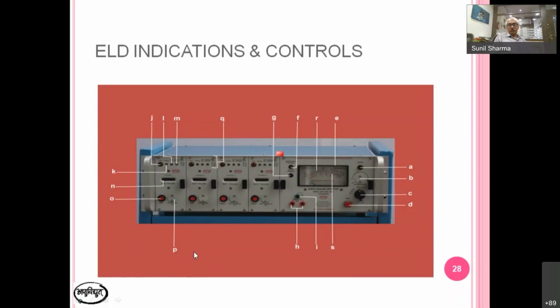This is the photograph of the ELD with the different parts. I will explain on one channel. This is the fault LED. This is the normal LED. One more thing, very important, because sometimes it is not happening there. So please note and understand this thing.